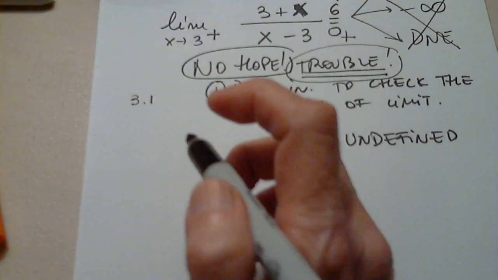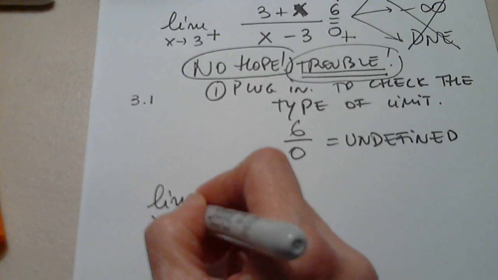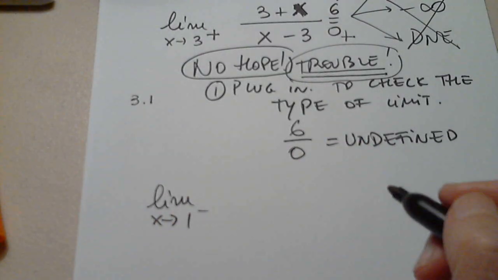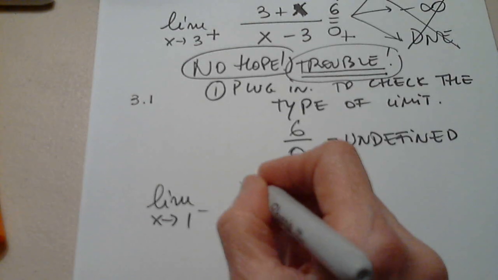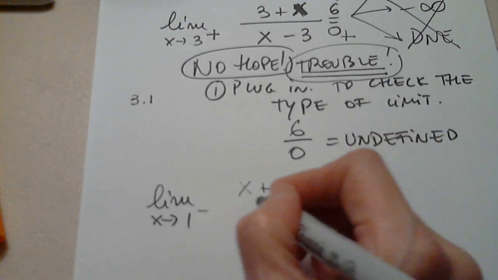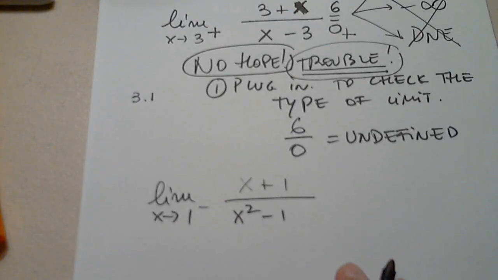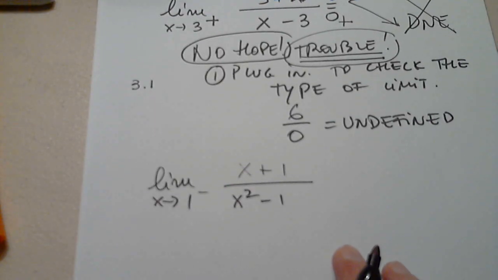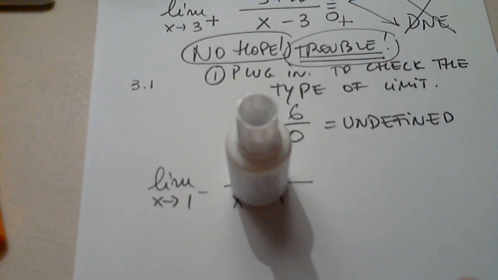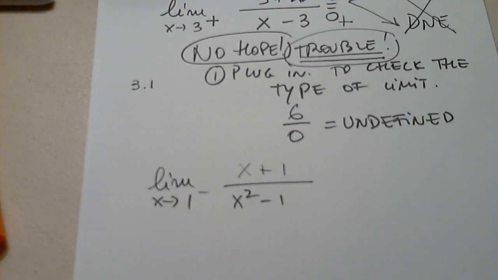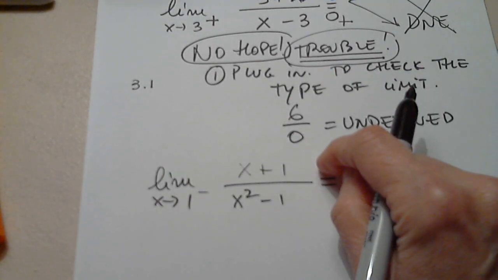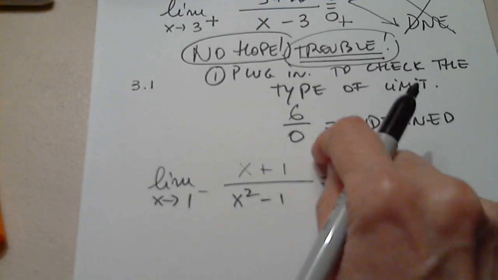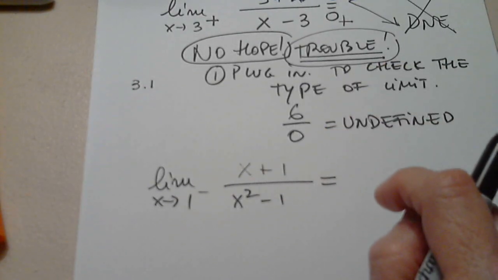Let's look at another one. Limit as x approaches 1 from the left of x plus 1 over x squared minus 1. Do I want plus 1? Yes, I want plus 1. I don't know what this is. I have to plug it in first because I don't know what I'm facing. I don't know what type of limit this is. So first I'm going to plug it in, and above and below the equal symbol I'm going to write what I find.